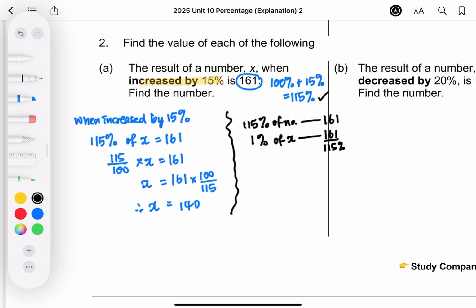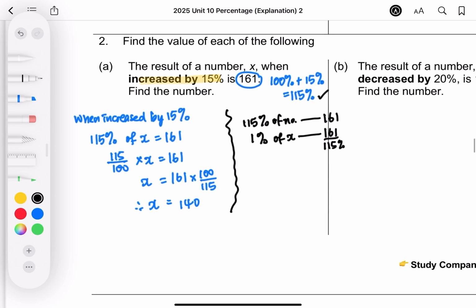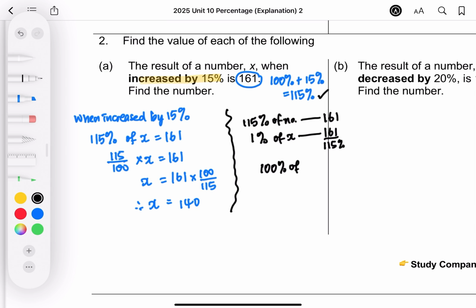And from here, we carry on to find 100% of x, which is what you need to find out. And now you get 140. So note that 100% is the same as 1. Therefore, we can say x is equal to 140, which is the same answer as what you obtained earlier.